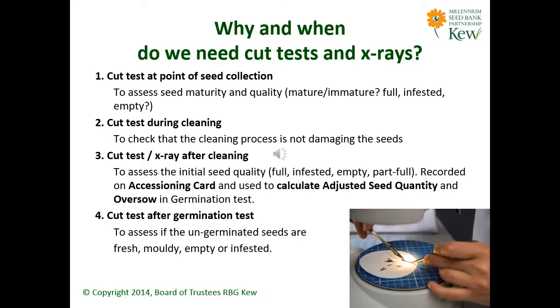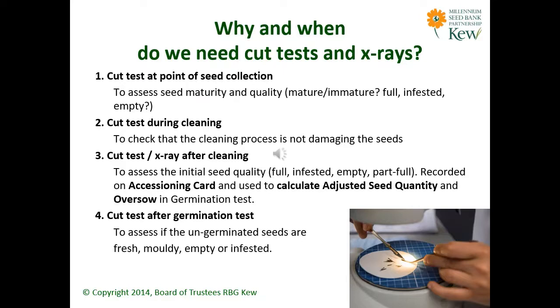We need to cut test during cleaning to check that the cleaning process is not damaging the seeds and that good seeds are present. We need to cut test or X-ray after cleaning to assess the initial seed quality. We record the initial seed quality on the accessioning card, and we use this to calculate the adjusted seed quantity and the oversow in the germination test.